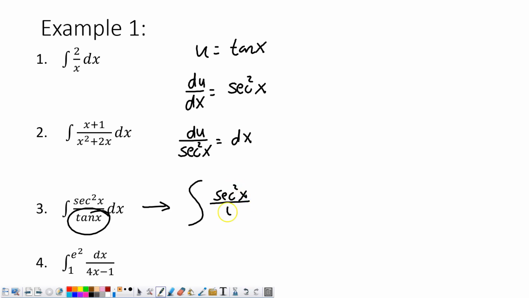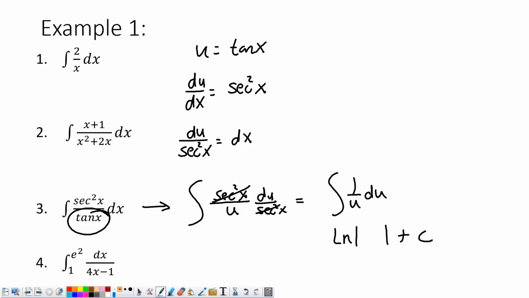The bottom was u. We replaced the dx with du over secant squared x, and those go away, leaving me with a nice simple expression. That's our ln formula there. So to integrate, we do absolute value of u plus c, and the u in this case was tangent x. There you go.